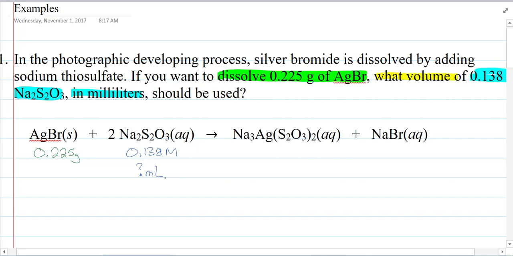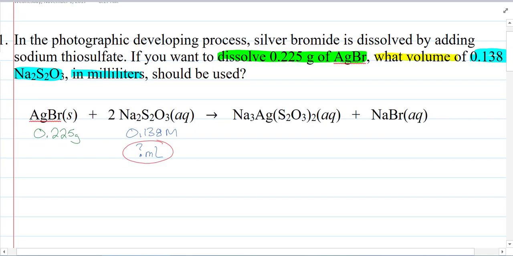What's the volume going to be? Okay. Is this a limiting reactant problem, guys? Well, no, it can't be, because I don't have information for sodium thiosulfate. What do I have all the information for? Silver bromide. So we're going to start with our 0.225 grams of AgBr.